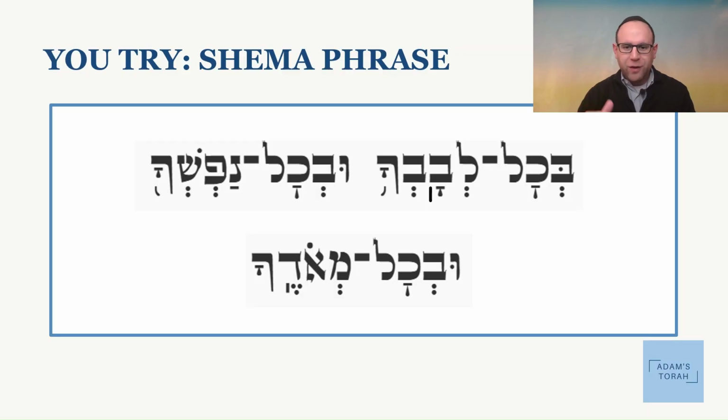And let's read the third phrase, uvchol, same idea. Why is the vet having a Sheva Nach? Because it's following a Vav HaChibbur, and therefore it is uvchol. And the last word, me'odecha, the mem has a Sheva Na underneath it.